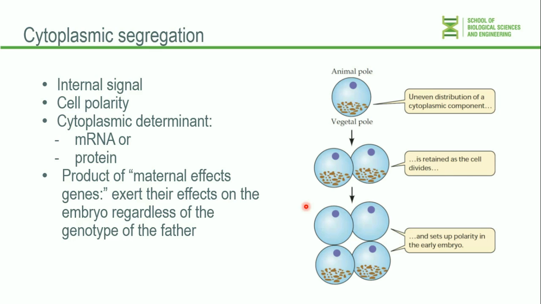Now, this polarity inside of the zygote, after subsequent divisions, sets up also a polarity in the embryo. So the polarity in the embryo means that not all the cells are going to have exactly the same contents.